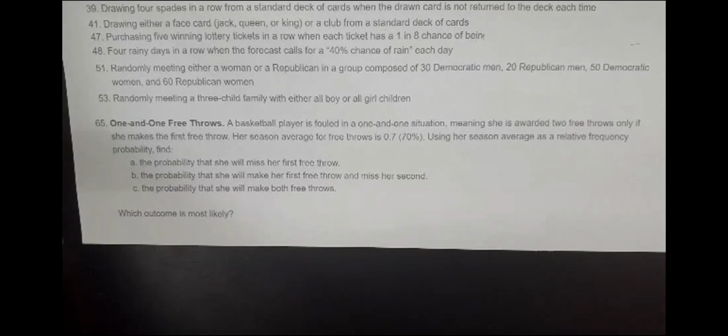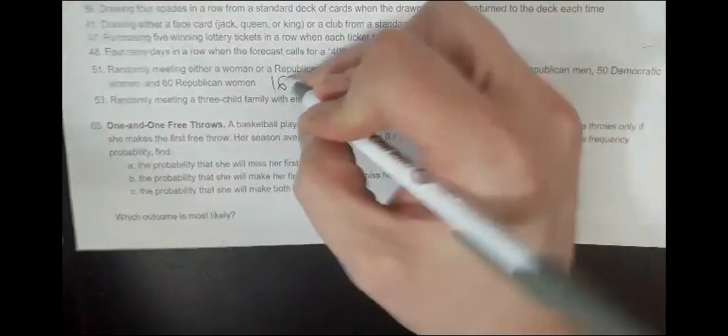Randomly meeting either a woman or a Republican in a group that consists of 30 Democrats, 20 Republican men, 50 Democratic women, and 60 Republicans. So how many is this? 30 and 20 and 50 and 60. It looks like there's 160 people. Did I do that right?